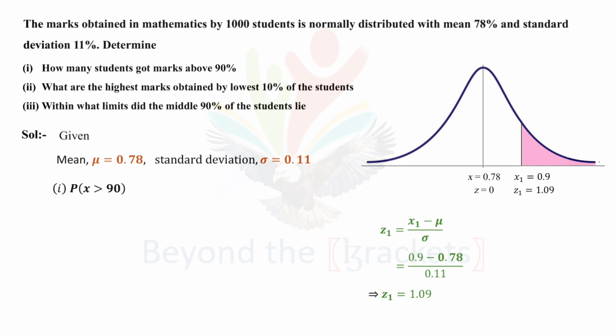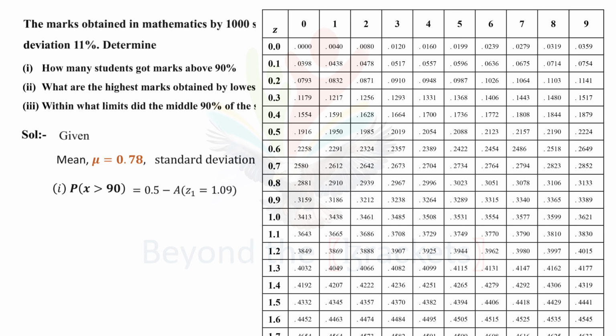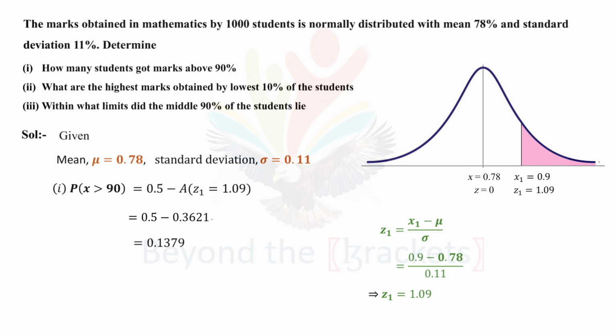So the required area will be 0.5 minus area at z1. From the table, the area at z1 is equal to 1.09 is 0.3621. So the required value is 0.1379. Since there are 1000 students in total, multiply this probability with 1000 to get approximately 138 students scored above 90%.